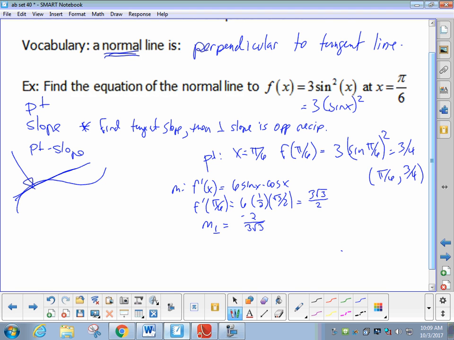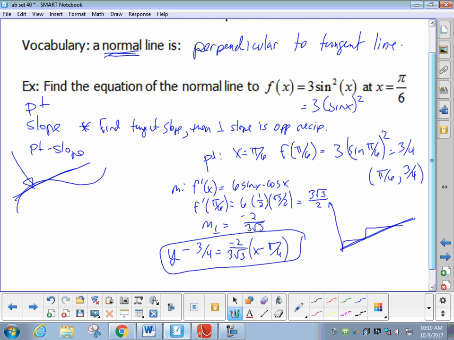Do you agree that if I had a flat slope, like 1 over 2, the perpendicular would be steep, so 2 over 1? That's why they're reciprocal. But also, if you have a positive slope, to be perpendicular it'd have to be negative. So always opposite reciprocals. Okay? So the point-slope form for the normal line would be y minus 3/4 equals negative 2 over 3 root 3 times x minus pi over 6. That's the normal line, and boom, you're done. Pretty much the same as tangent line, just with one little extra step.